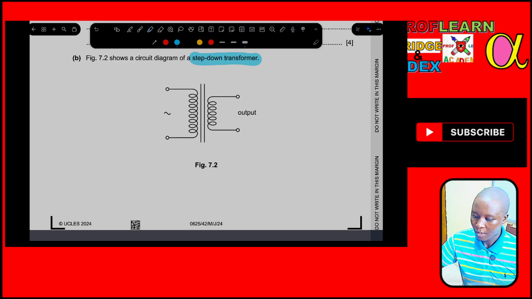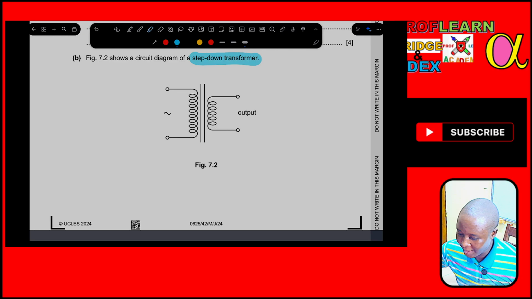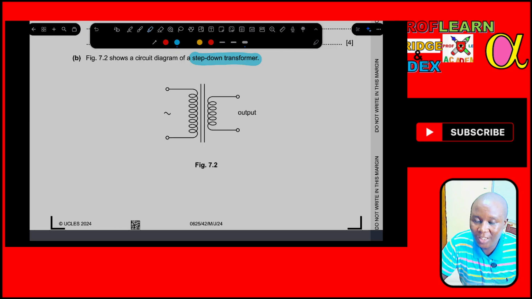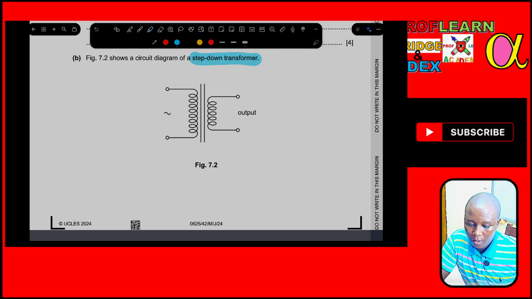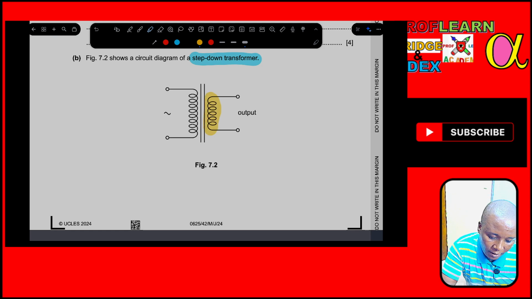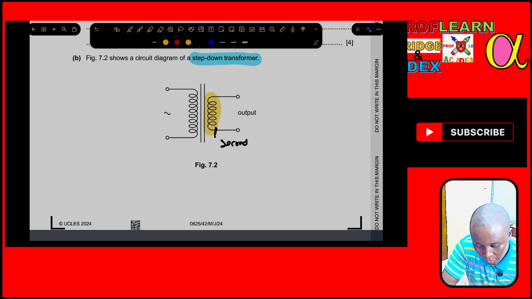The next part is about the step-down transformer. You need to mention that a transformer is a device that is used to increase or decrease voltage. A step-down transformer is a transformer that is used to decrease voltage, and you can know it is a step-down transformer by looking at the number of turns in the secondary coil. Here, this is called the secondary coil, and this one here is called the primary coil.